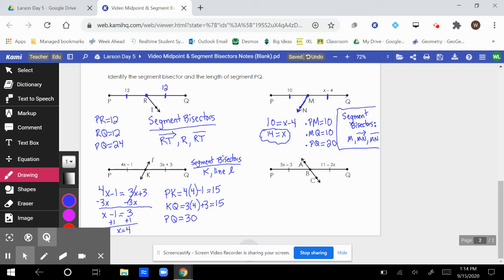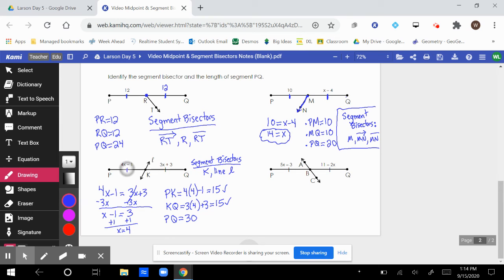Okay, so now that you've solved for x, you still don't know the length of PK or the length of KQ until you substitute that x value back in. So here you can see substituting it in for PK, 4 times 4 minus 1 equals 15. Also substituting it in for KQ, you get the same thing, 15. That should be the case.